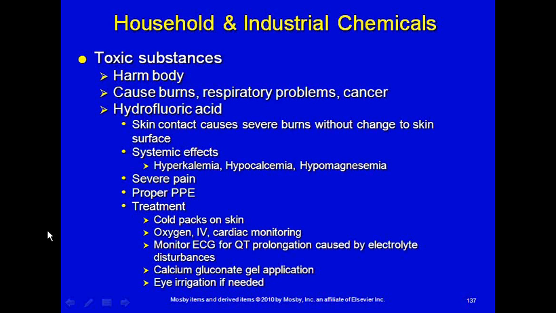Systemic effects associated with hydrofluoric acid include hyperkalemia, high potassium levels, and low magnesium levels. The pain resulting from these burns can be severe. In treating somebody who's been exposed to hydrofluoric acid, you need proper personal protective equipment, and if you don't have it or are not trained to do so, then we should avoid caring for the patient until somebody with proper PPE is present. Treatment is to put cold packs on the skin, IV, O2, monitors, watch that ECG for a long QT syndrome or a development of a long QT interval caused by the electrolyte disturbances.